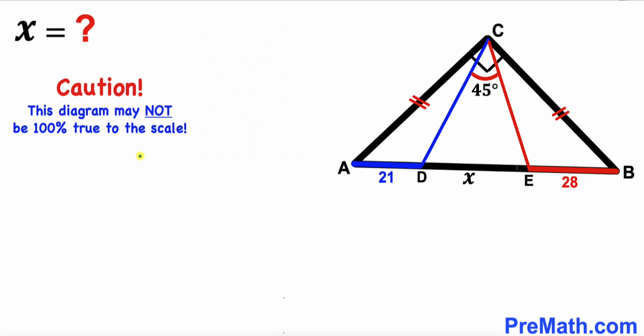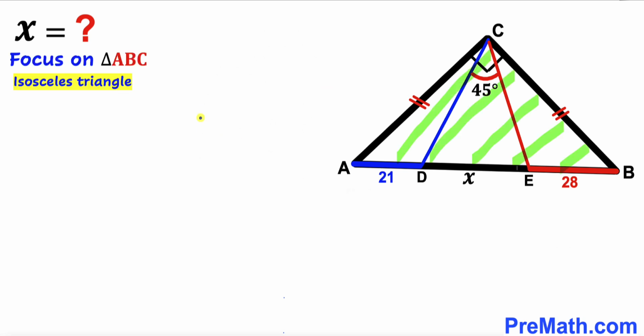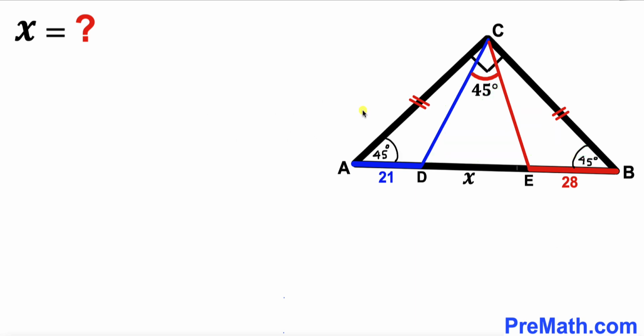Please keep in mind that this figure may not be 100% true to the scale. Let's go ahead and get started. Here's our very first step. Let's focus on this big right triangle ABC. We can see that this is an isosceles triangle, since this side length AC is equal to this side length BC. Therefore, this angle has got to be 45 degrees, and likewise this angle is going to be 45 degrees as well, since this whole angle is 90 degrees.